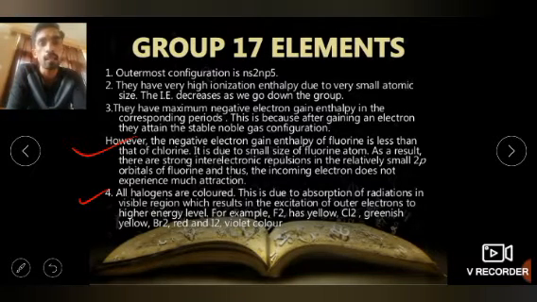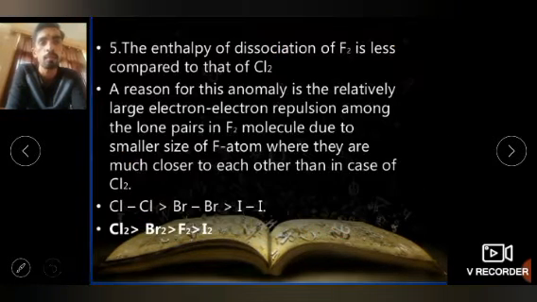All halogens are colored. This is due to absorption of radiations. Most halogen compounds are colored because these elements absorb the radiation of sunlight, and due to the excitation of the outermost electron to a higher energy level. For example, F2 is yellow, chlorine is greenish, bromine is red, and iodine is violet. So underline these and write them down somewhere, because this question can be asked in a multiple choice question.